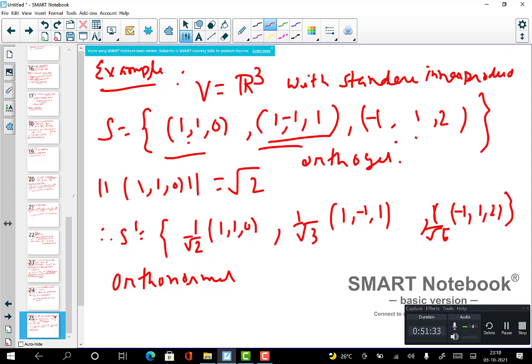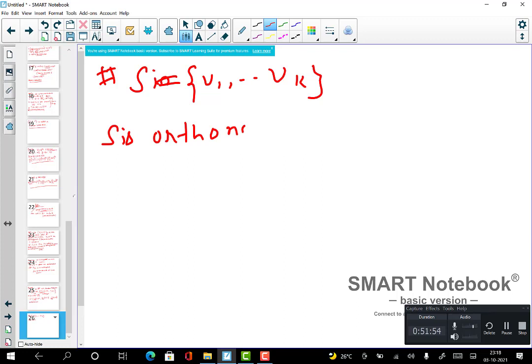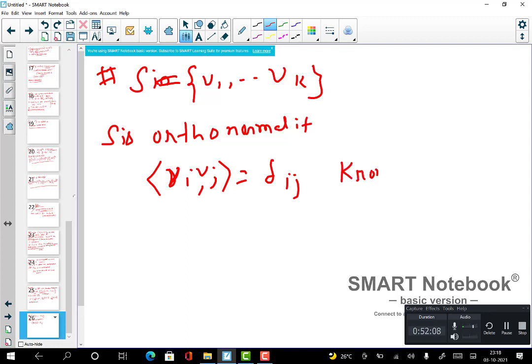And then mathematically, how do you write down something orthonormal? Suppose my S is {v1, v2, ..., vk}. Then S is orthonormal if and only if the inner product of vi and vj is the Kronecker delta ij, right? This is the Kronecker delta. So when i equals j, this is 1, otherwise 0, right? Okay.